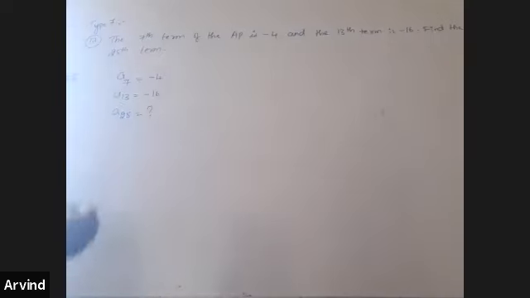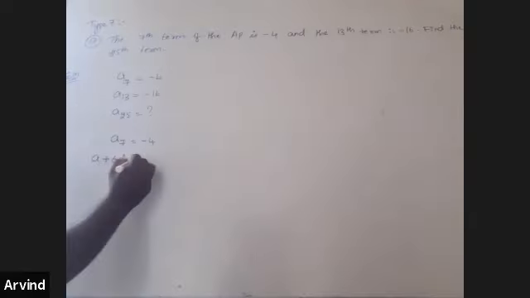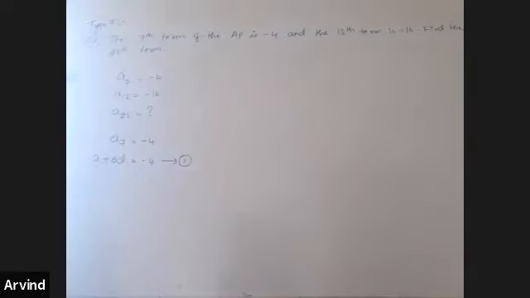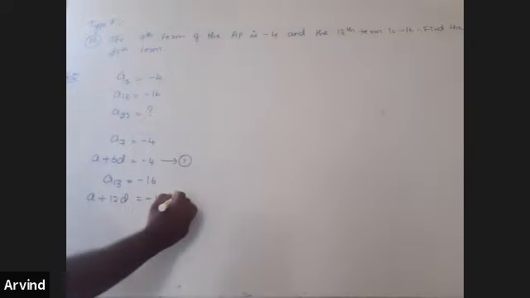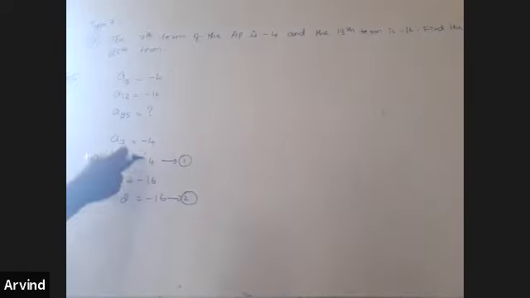Now please observe. The seventh term A7 equal to -4, so the seventh term can be written as A plus 6D equal to -4. That's your equation 1. Similarly, the 13th term is given as -16. What can this 13th term be written as? A plus 12D, equal to -16. That's your equation 2. So you got two equations. I'm going to solve them by the elimination method.